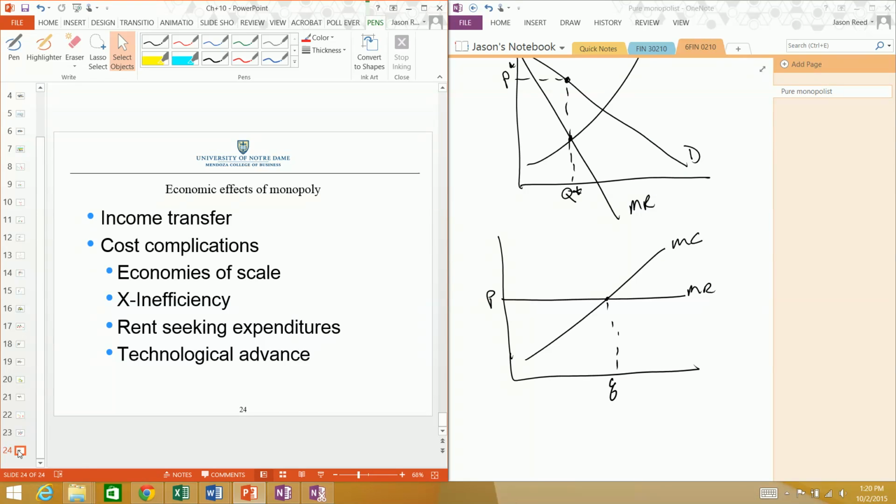And so one could easily make the case for Comcast or Time Warner Cable that these economies of scale are very important for their firms, and we should allow them to essentially remain a monopoly.